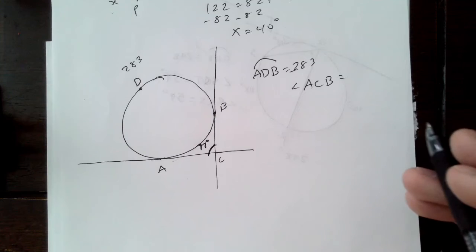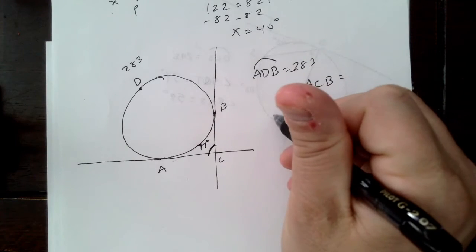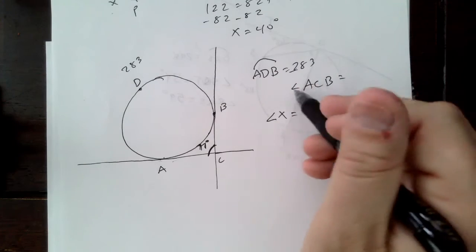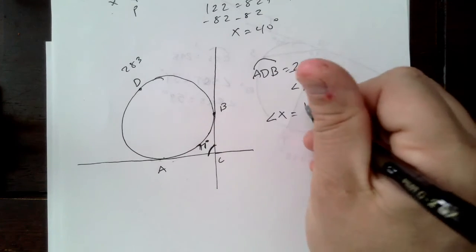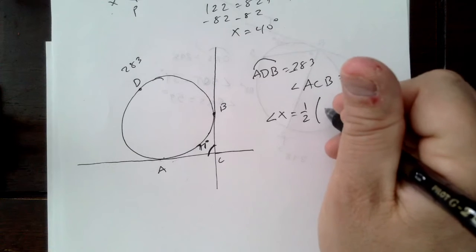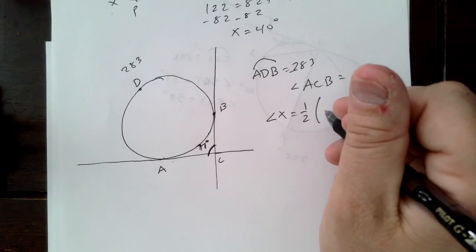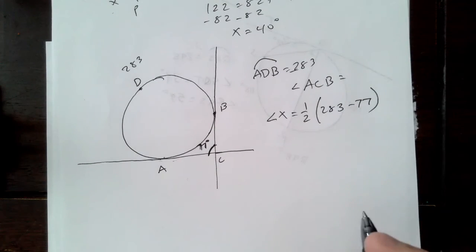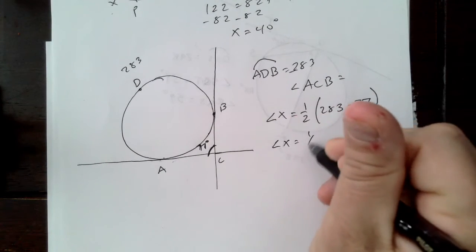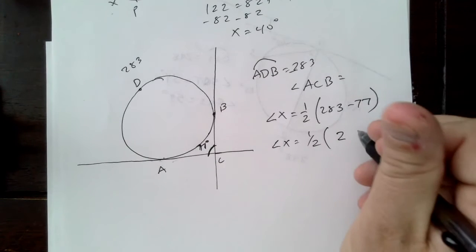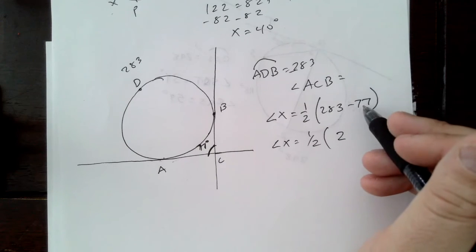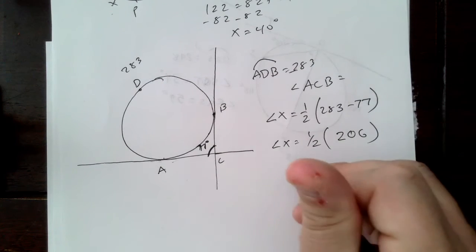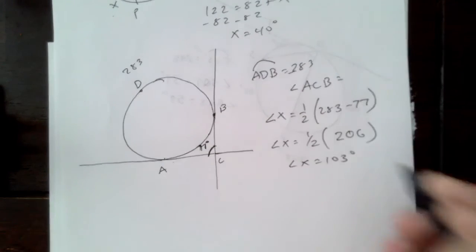Now if they intersect on the outside of the circle, the angle we're looking for, we'll call it angle X, which is ACB, equals 1/2 of the arc that's farthest from it, 283, minus the arc that's closest to it. So angle X equals 1/2 of 206. What's 283 minus 77? 206. So angle X equals 103 degrees.